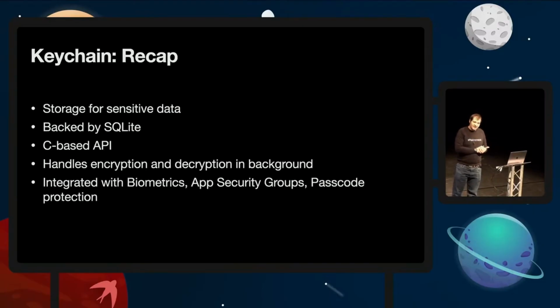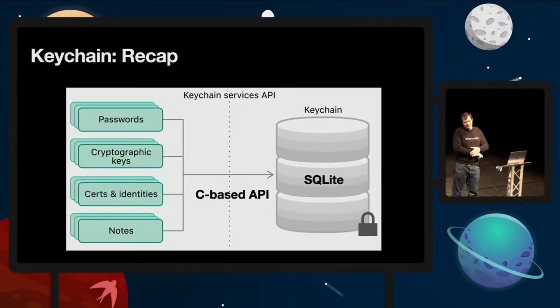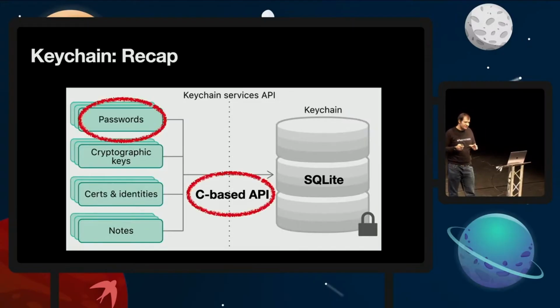And let's recap. It's a framework that is mainly used to store sensitive data. It's exposed as a C-only API to the developers, and it's backed by SQLite and handles encryption and decryption in the background, so you don't really work with the cryptography that much. It's the keychain doing it for you. And lots of things are integrated with the keychain: biometry, keychain sharing, as I said, and passcode protection. This is the diagram of how it looks, and today we're just scratching the surface, unfortunately. We're focusing on these two things.